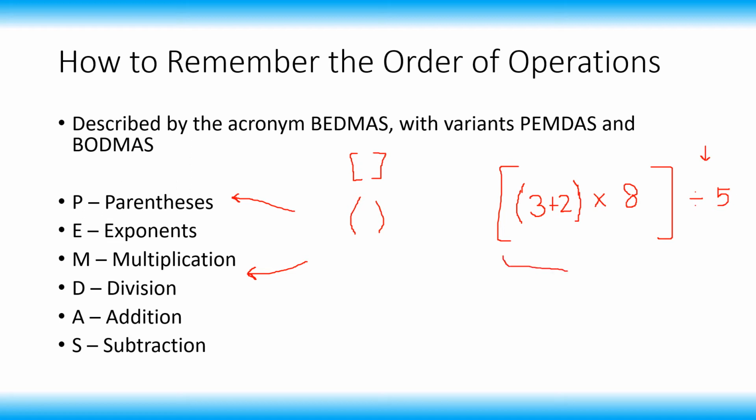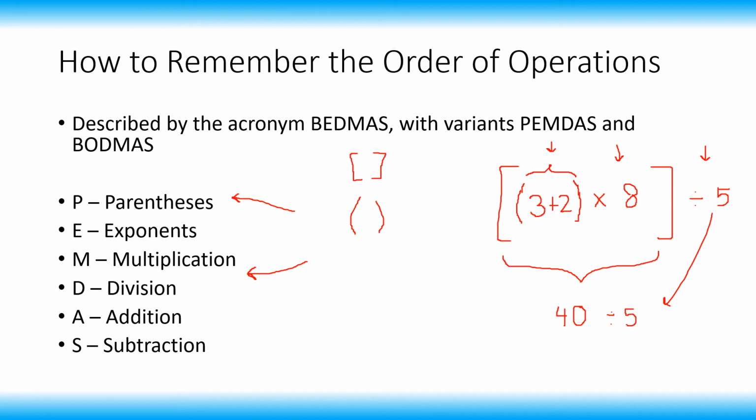We would start by focusing on this set of brackets, and within that set of brackets there's another set of brackets. So sometimes you'll have brackets inside of brackets like this, and then you would start by solving this, then dealing with everything else that's in the big set of brackets, so that would be this multiplication by 8, and then once you have all of that reduced down to one number, which should be 40 in this case, 3 plus 2 is 5, 5 times 8 is 40, this would be 40, and then you would do the division by 5 after that, and you would have your answer. So that's the way this works.